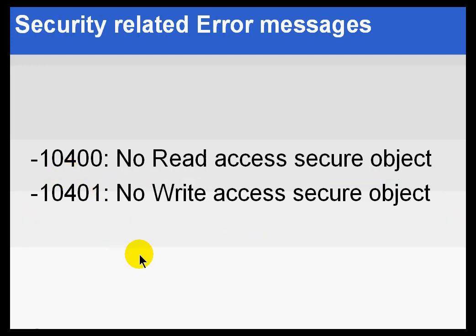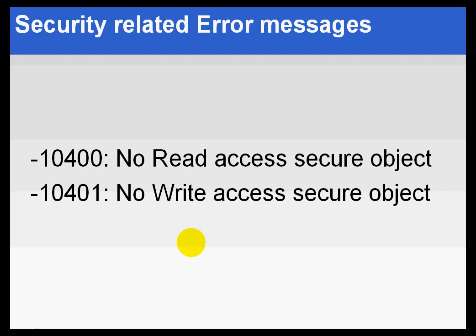So we typically see that -10401 error, and just as quickly as we see it, we usually tell people, oh, you need to create a trust, because that's typically what people forget to do. So that's what we're talking about. This is security related. Basically, this whole chapter is all about security, and these are two of the things that you'll see happen most frequently.